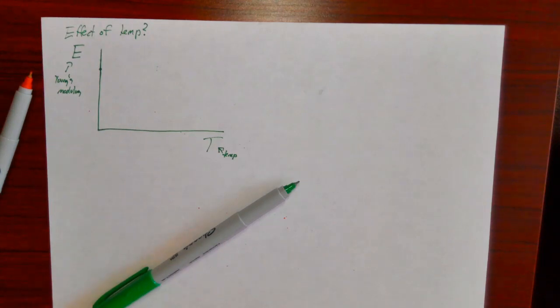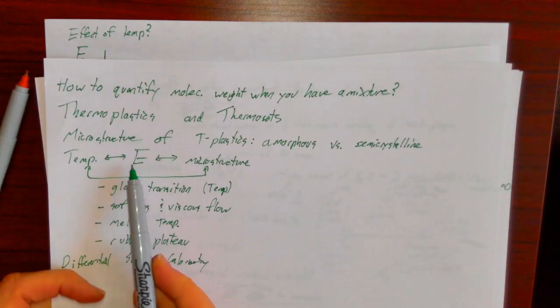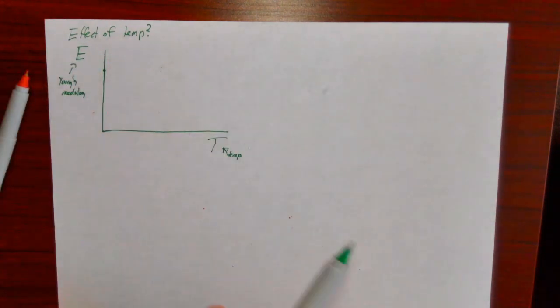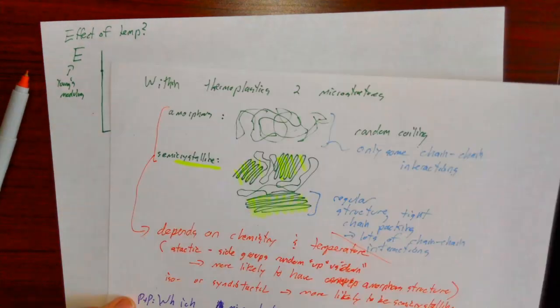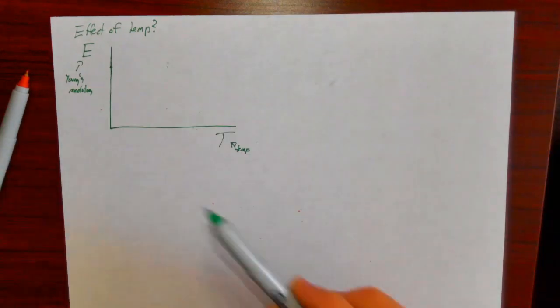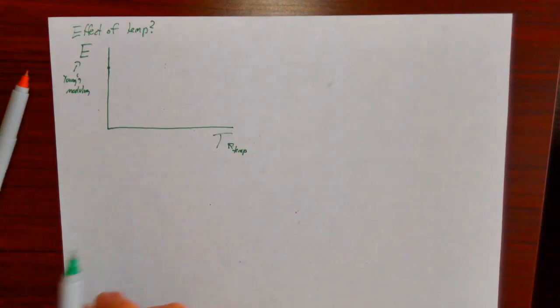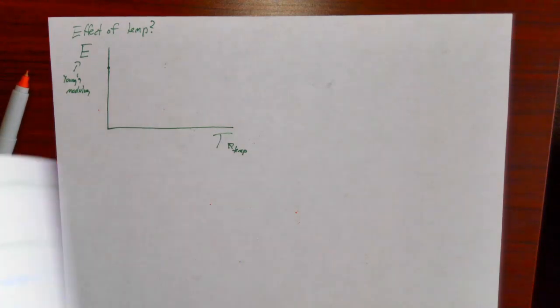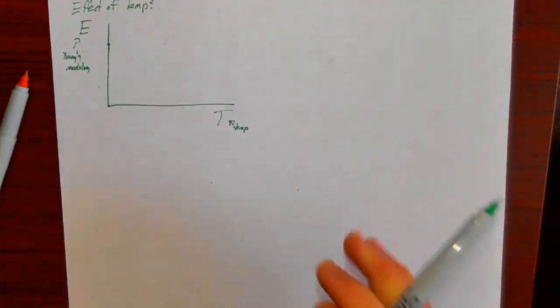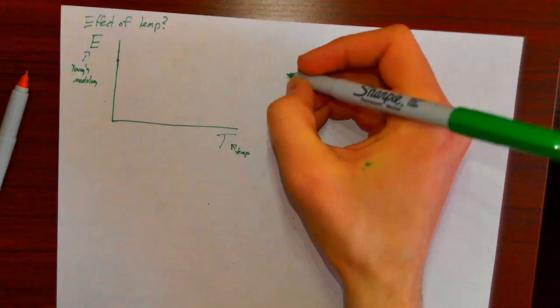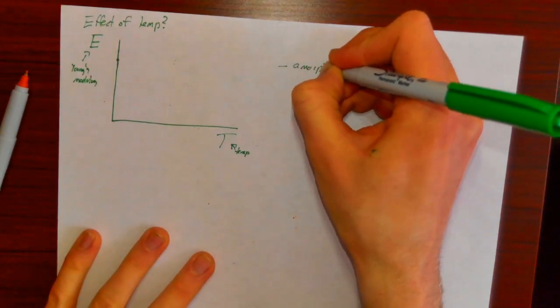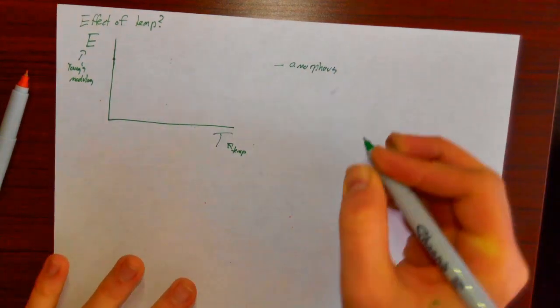But it turns out that if we want to look a little more deeply at temperature, stiffness, and microstructure, spoiler alert, it's going to be a little different for amorphous versus semi-crystalline polymers, and it's not quite so straightforward as just a line that goes down like this. So first, we need to consider amorphous and semi-crystalline polymers separately. First, let's talk about amorphous polymers.